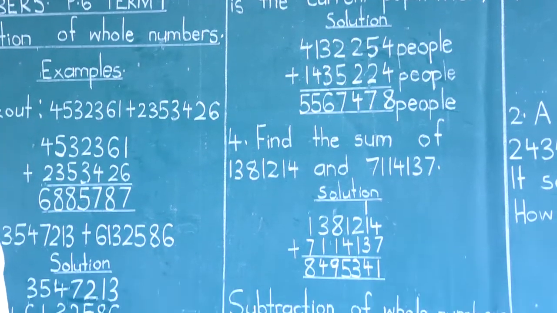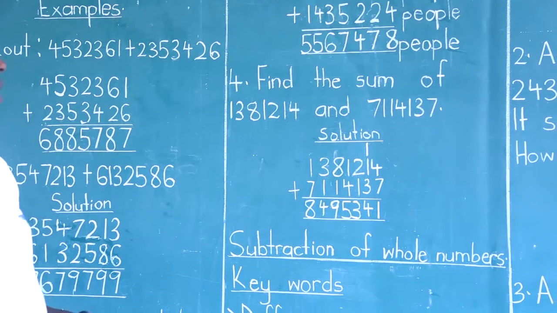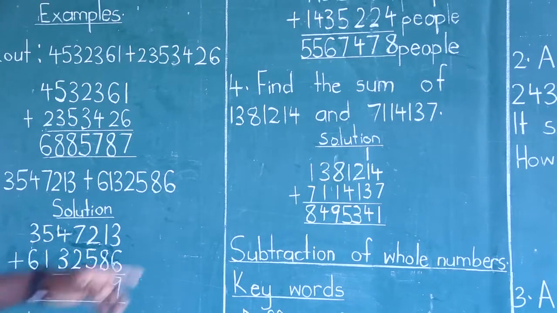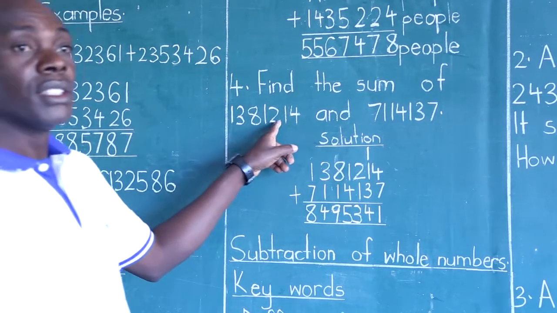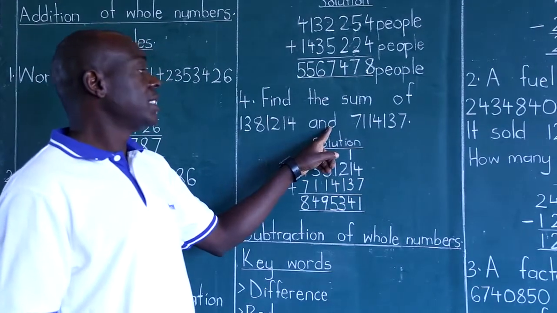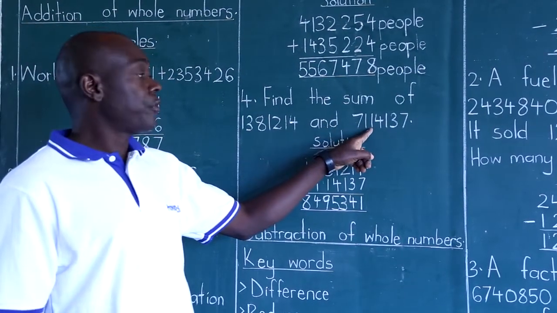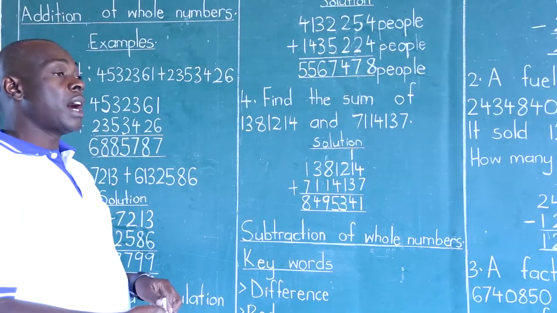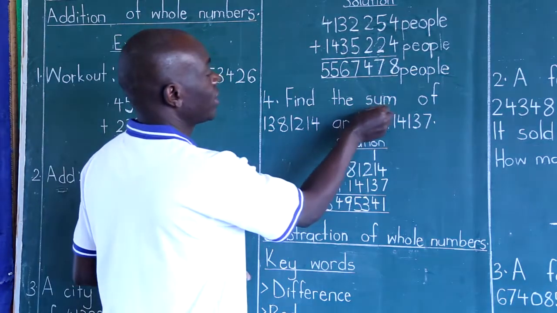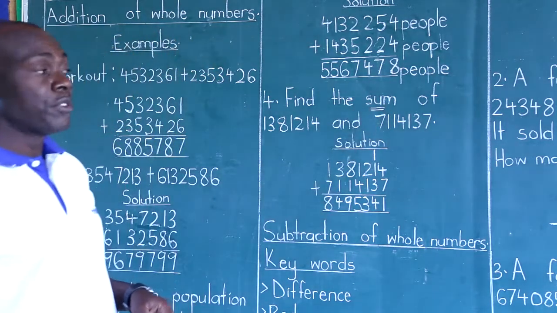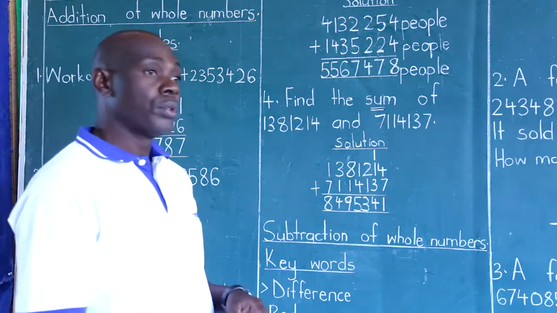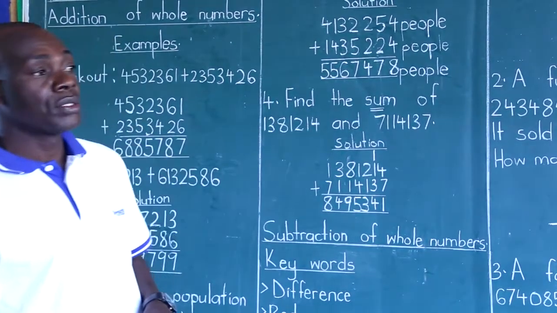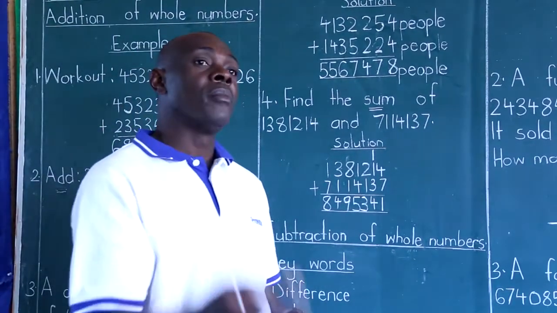Then let's look at what number 4 example will bring us. It says find the sum of 1,381,214 and 7,114,137. Like I said before, look out for a keyword, which is sum. Sum calls for the addition operation. So whenever I ask for the sum, we just want the result after adding two or more numbers.